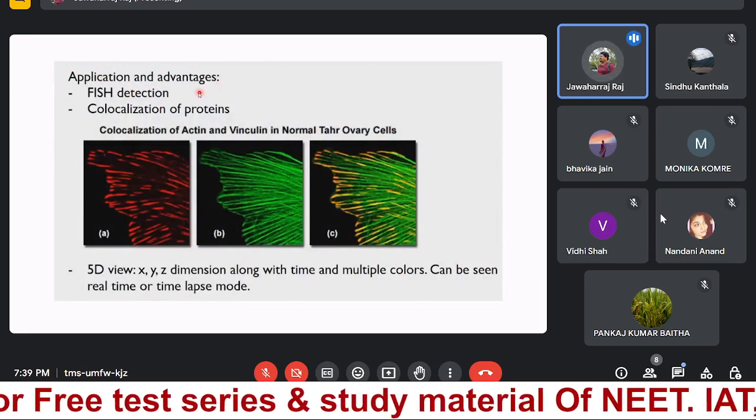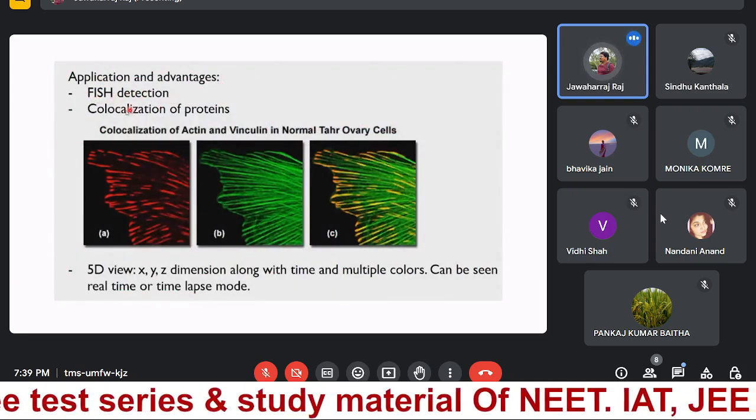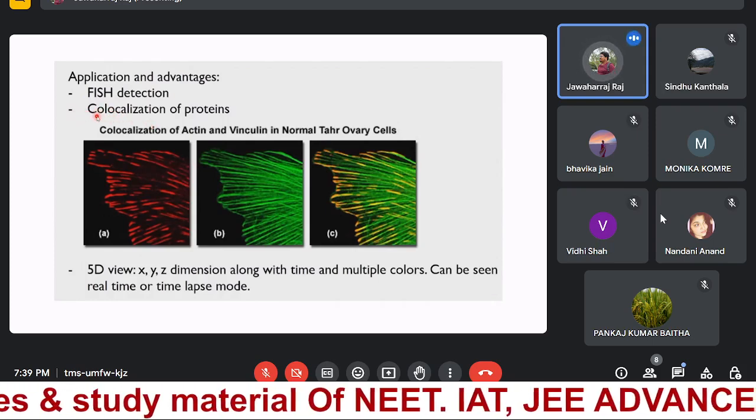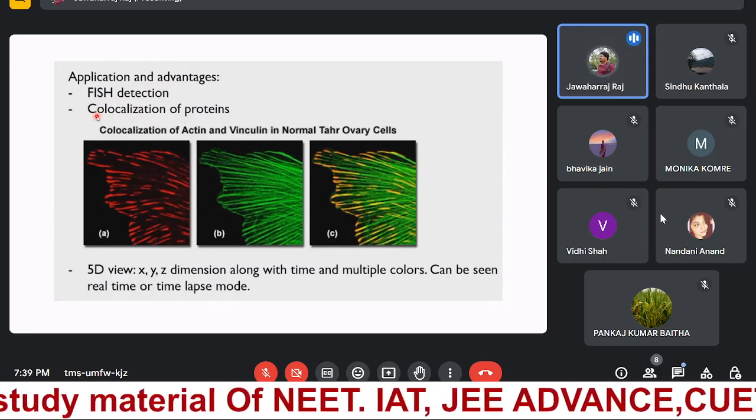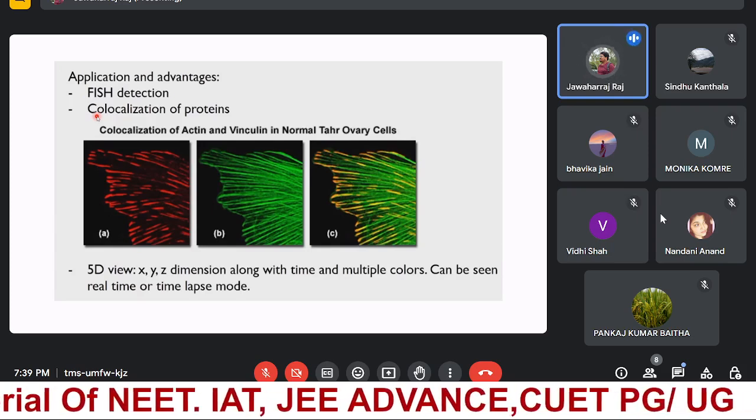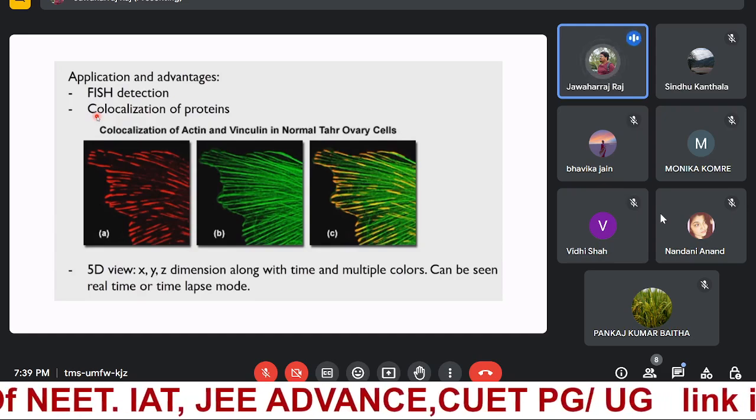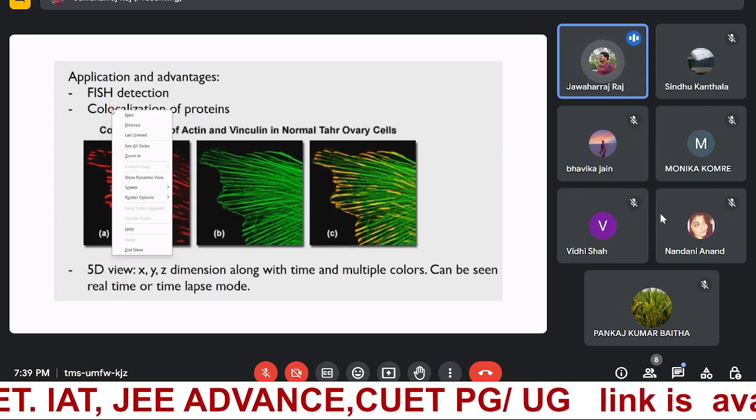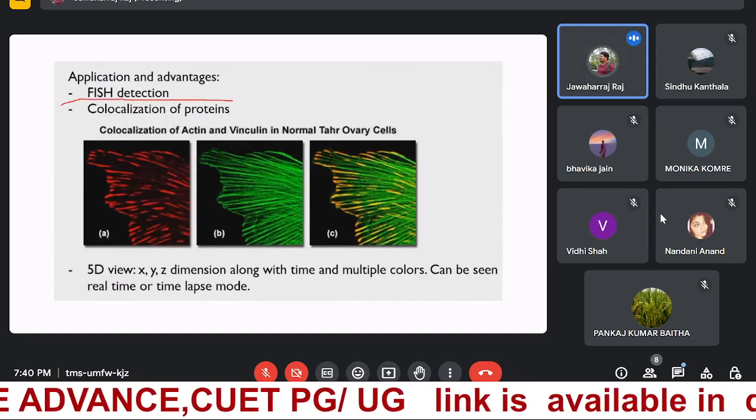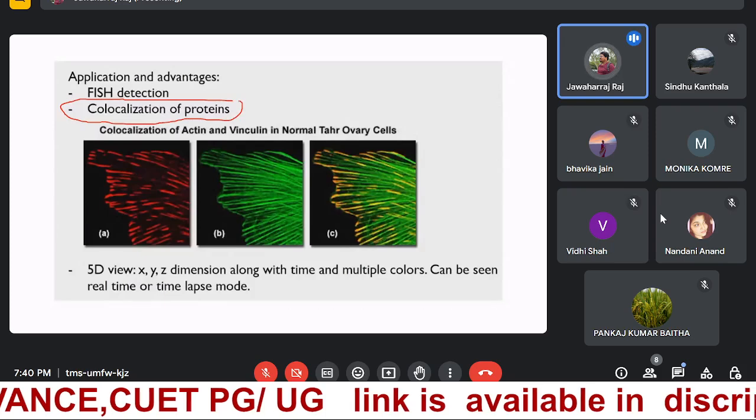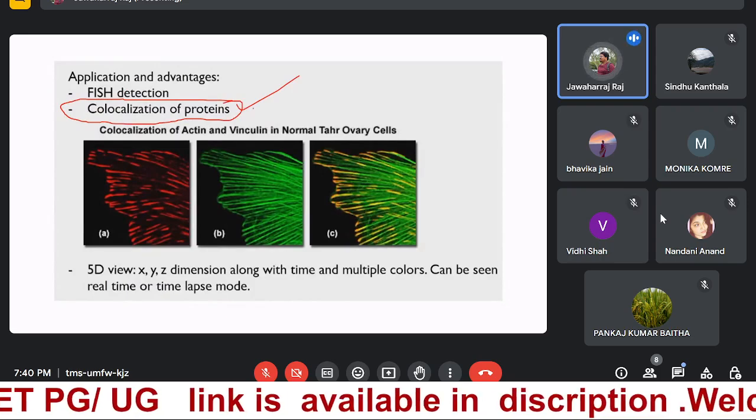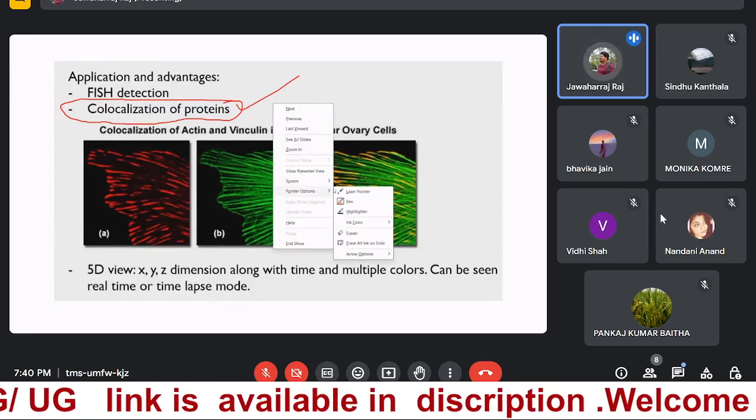Applications, as I already said, include fish detection. And one more important question: using which microscopy can you see the colocalization of proteins? There are so many microscopies: phase contrast, bright field, electron microscopy. But if the question comes in any exam, which microscope is used for the co-localization of proteins? It is the confocal microscopy.